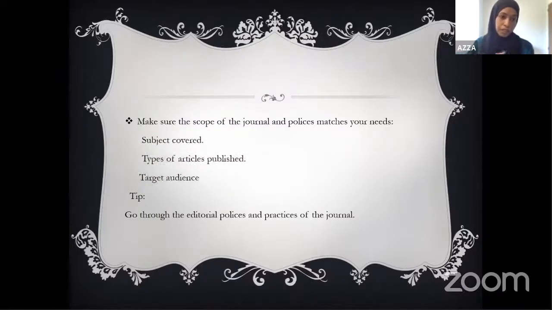Make sure the scope of the journal and its policies match your needs. We need to look at the subjects covered by the journal, the type of articles published, and the target audience, because a paper published for the medical field is different from papers published for the general population. One tip I will give you is to go through the editorial policies and practice of the journal before you publish your article there.